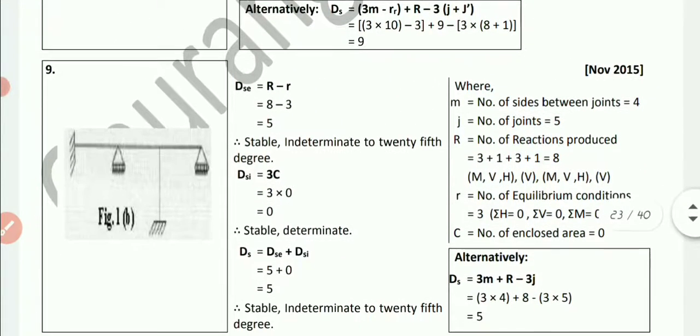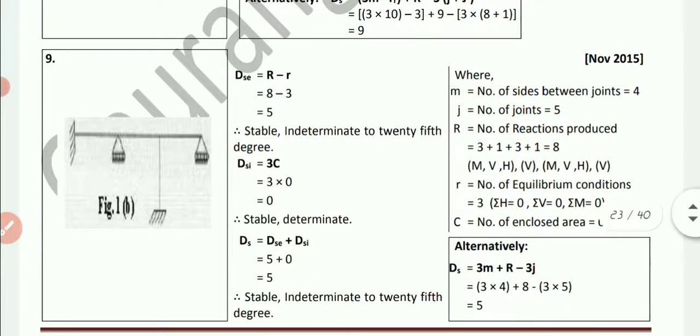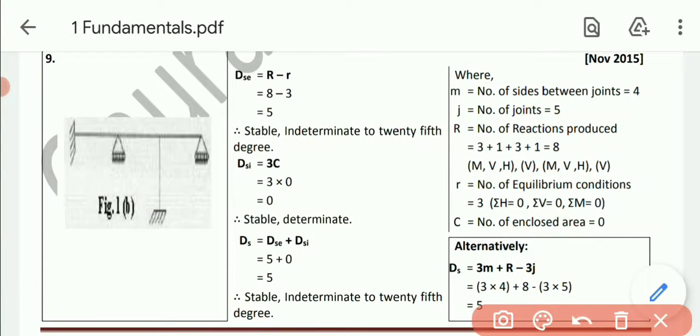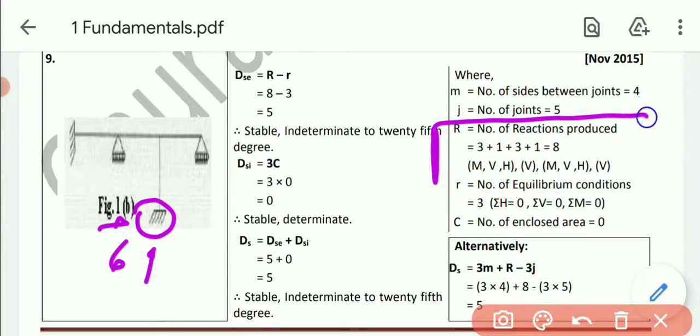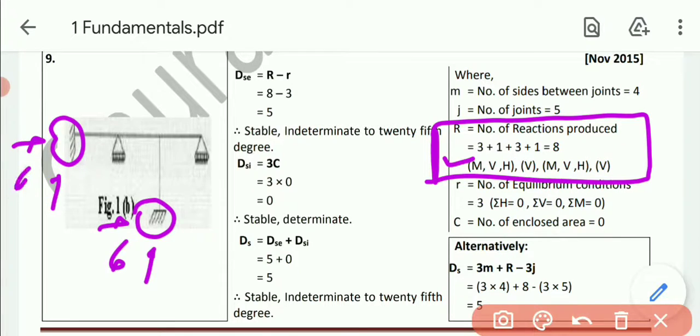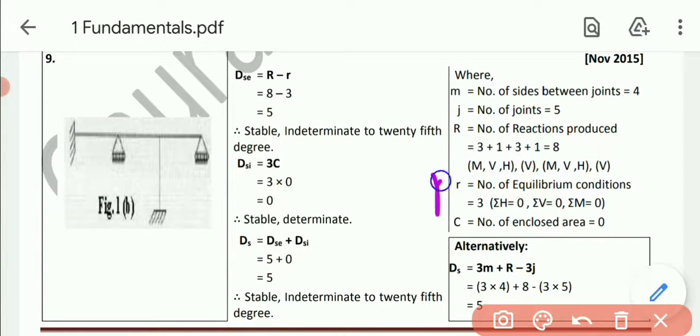Now let's see the examples which have been asked in the examination. So November 2015 example. First of all, capital R: fixed support, vertical, horizontal, moment, 3. Over here also fixed support, vertical, horizontal, moment, 3. Roller support, only vertical reaction, 1. Roller support, only vertical reaction, that is 1. So 2 times 3, 2 times 1, capital R will be 8. Talking about small r, that is always 3. The number of enclosed areas, there is no such enclosed area in this one, so that is 0.